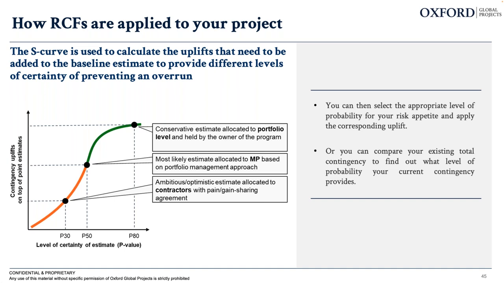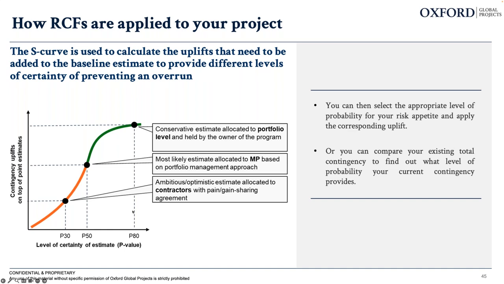So for instance, if you're talking to contractors in terms of a pain and gain sharing agreement, you might want to disclose your P30, yeah? And then the most likely estimate, so your P50, that you allocate to the mega project based on the portfolio management approach. And then your P80 is where you're quite conservative.